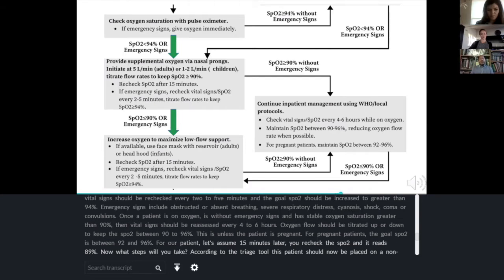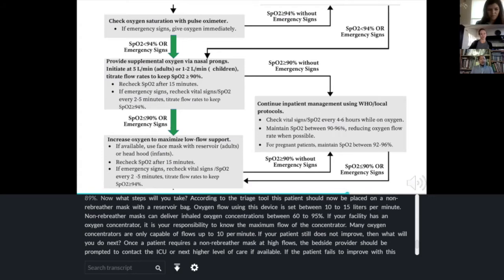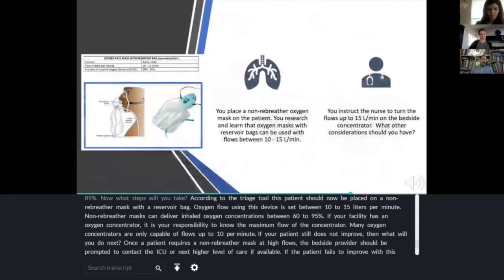For our patient, let's assume 15 minutes later you recheck the SpO2 and it reads 89%. Now, what steps will you take? According to the triage tool, this patient should now be placed on a non-rebreather mask with a reservoir bag. Oxygen flow using this device is set between 10 to 15 liters per minute.